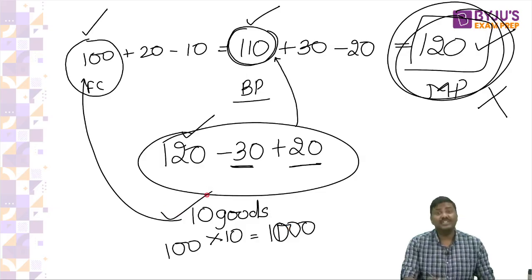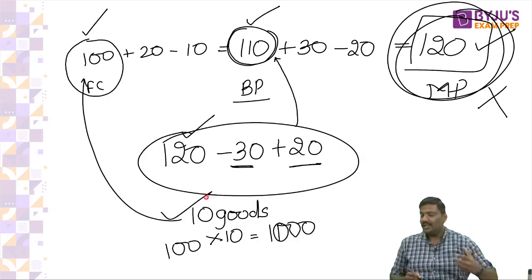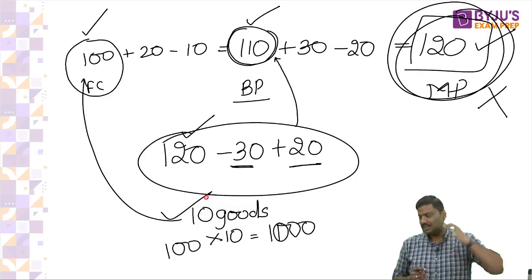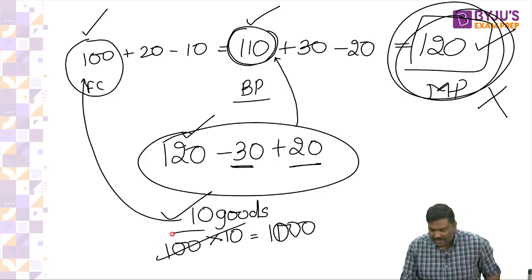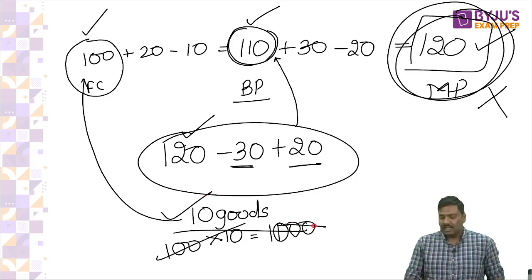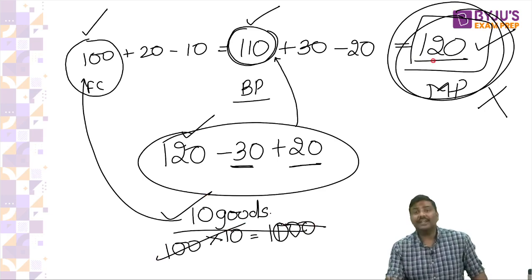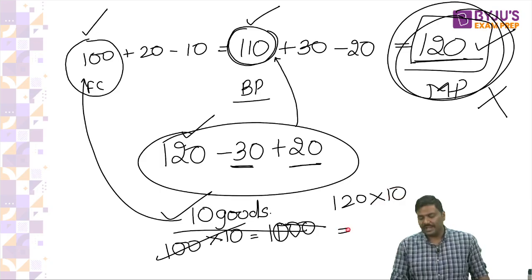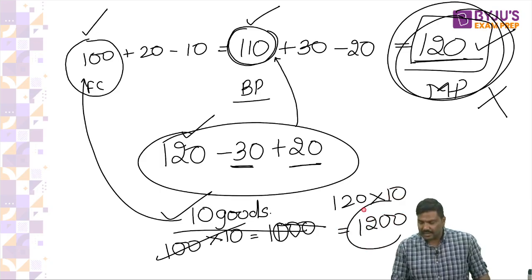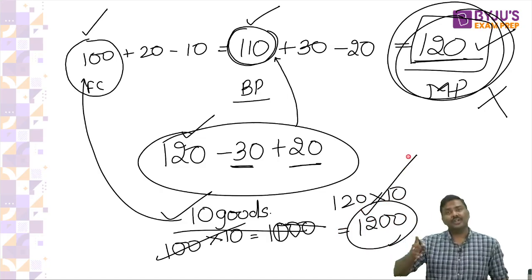This was how GDP was calculated earlier using factor cost. Now we are not using this calculation. We are not calculating GDP like this. Now same 10 goods, market price is 120. Now it will be 120 into 10, 1200. This is the GDP calculation now.